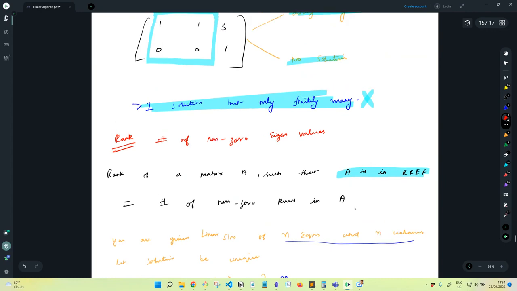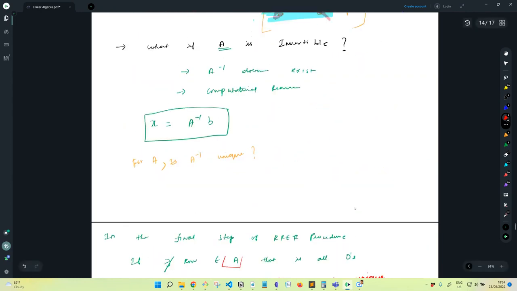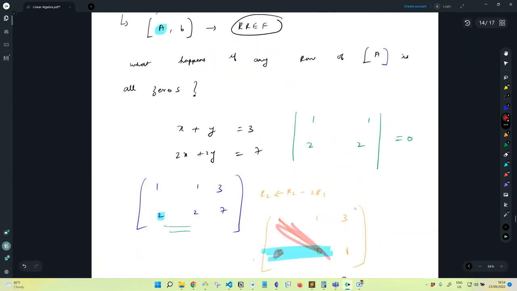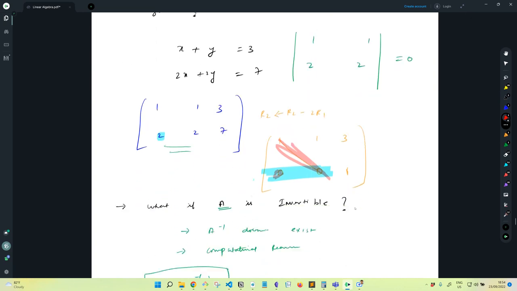Okay. Now, before we conclude the session, let me go back to the simple system that I gave you. That is two equations and two unknowns. Let's take the system. So here, what is happening? First of all, can you tell me the rank of A and rank of A comma B for this augmented matrix? I mean, the RREF reduced augmented matrix.